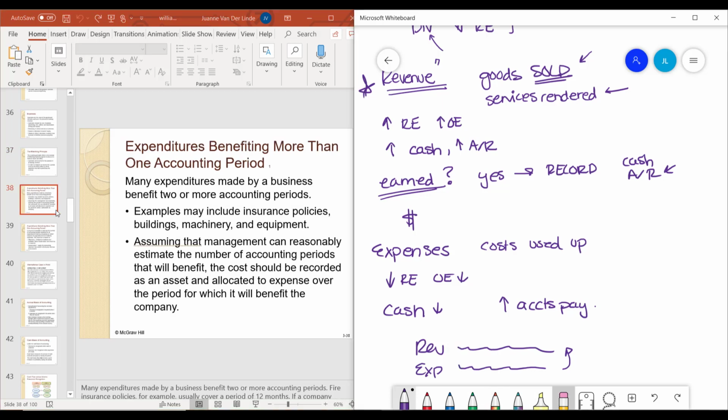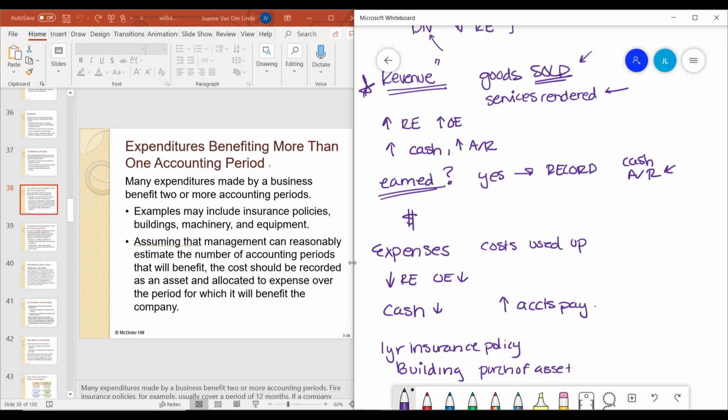But sometimes, though, we spend money on things that don't just benefit one period, but they benefit multiple accounting periods. So salaries expense is used up, for example, all in that same period. But what about things like a one-year insurance policy? What about that? Or a building? Remember, if you buy a building, what did we say about that? You're not going to use the building up all in that same accounting period, so it's not an expense. This would be regarded as the purchase of an asset.